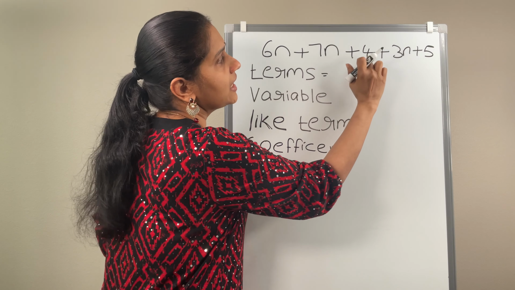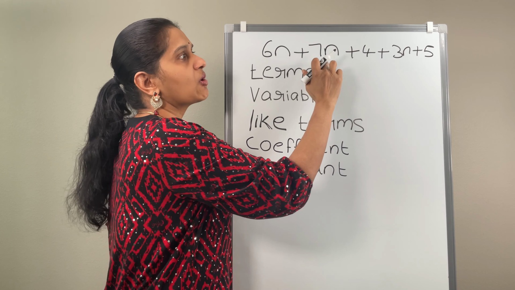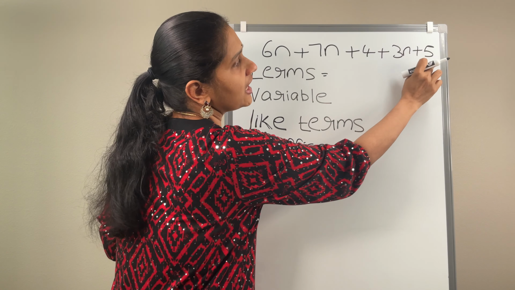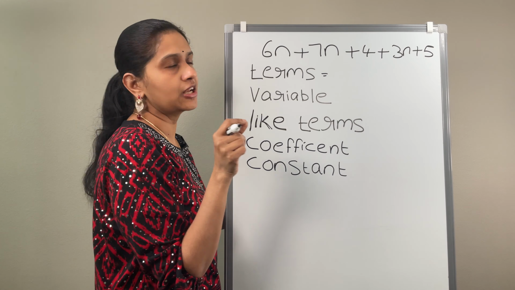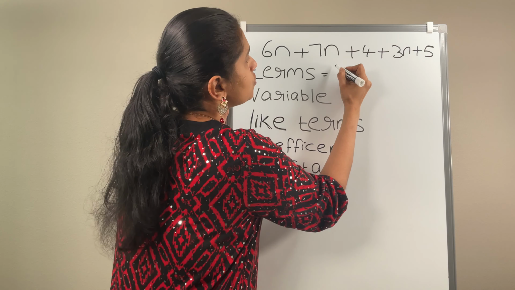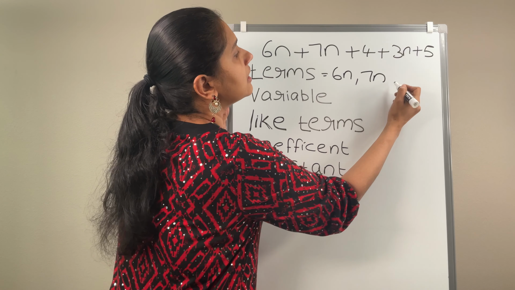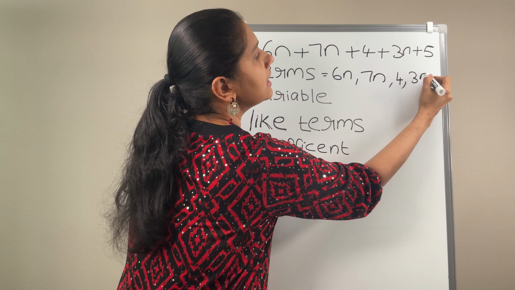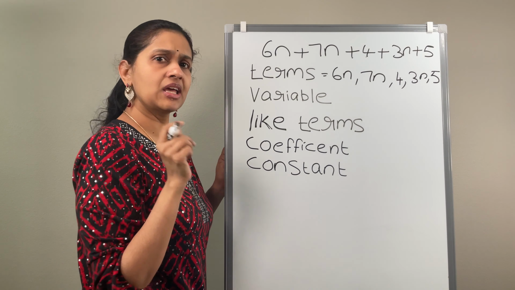Similarly, 7n and 4 are separated by the addition sign. Which means 7n is one term, 4 is another term. Similarly, 3n and 5, each part is separated by an addition sign. So the terms of this algebraic expression are 6n, 7n, 4, 3n and 5.